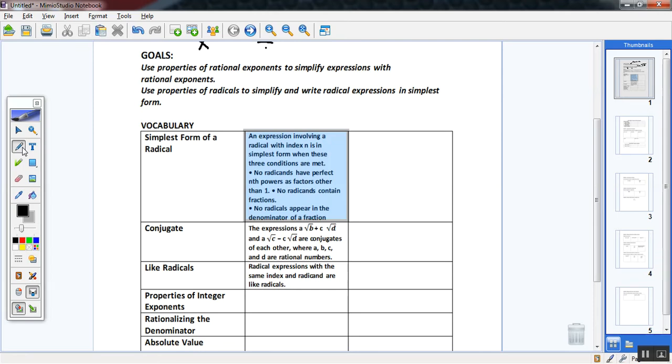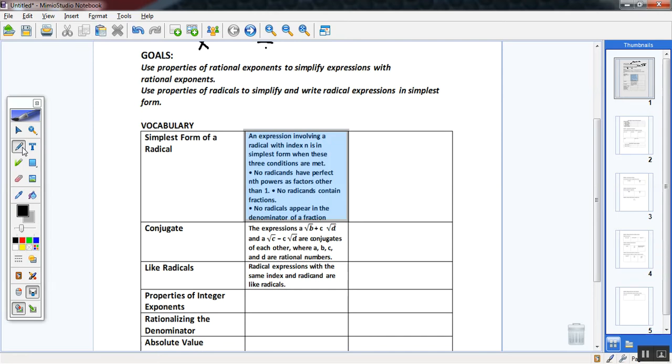All right, simplest form of a radical. I think if there was one term that's really important to understand, it's this right here. So the first thing I would like is a volunteer to read my definition of simplest form of a radical. Grace is going to take it. An expression involving a radical with an index n is in simplest form when these three conditions are met. No radicands have perfect nth powers as factors other than 1. It's pronounced radicands. No radicands contain fractions, and no radicals appear in the denominator of a fraction.